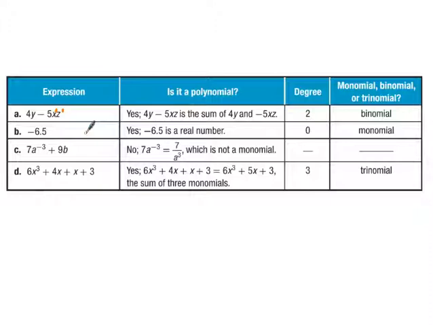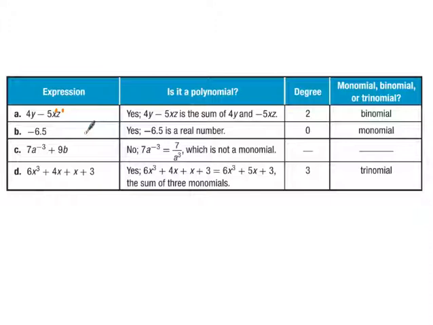Negative 6.5 is a polynomial, yes, because it's a real number. The degree is 0 and it's a monomial. 7a to the negative 3rd plus 9b is not a polynomial. Why? Because I've got a negative exponent here. Can't have a negative exponent.